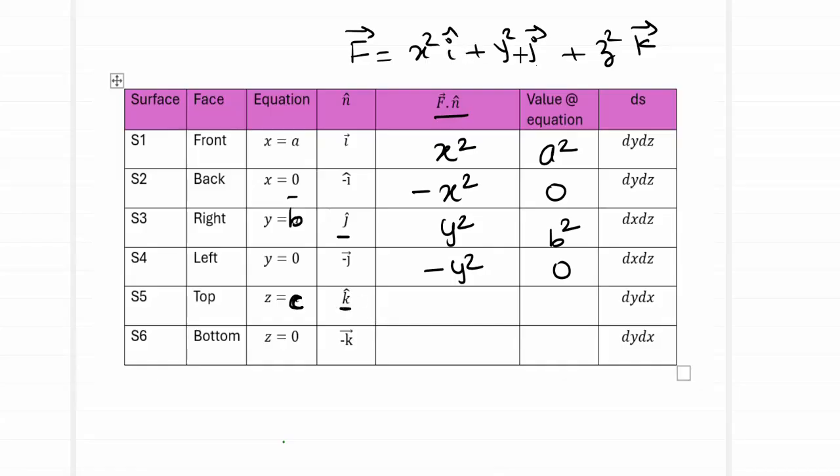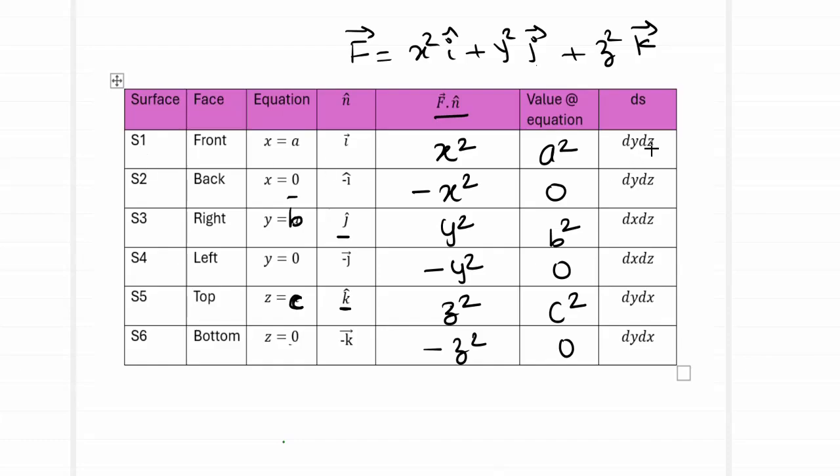K dot I is 0, K dot J is 0. What is K dot K? K dot K is 1. So you will have this to be equal to positive Z square. Now at the point Z equal to C, this value will take the value C square. And minus K times K, you will have minus Z square. When I substitute Z equal to 0, you will have the value as 0.